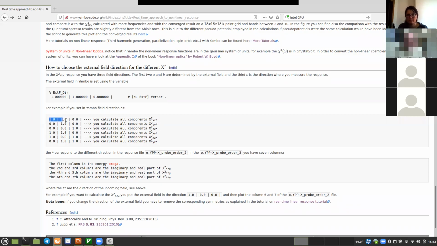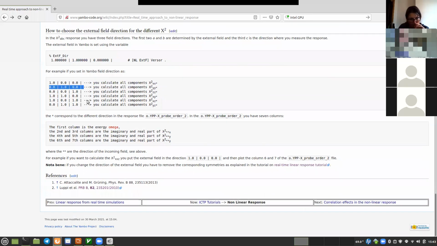If you put the field in the X direction, you can calculate Chi2 XX and then all the responses of the other directions. If you put it in the Y direction, you calculate Chi2 YY and the other directions, and so on. This gives access to all these directions.